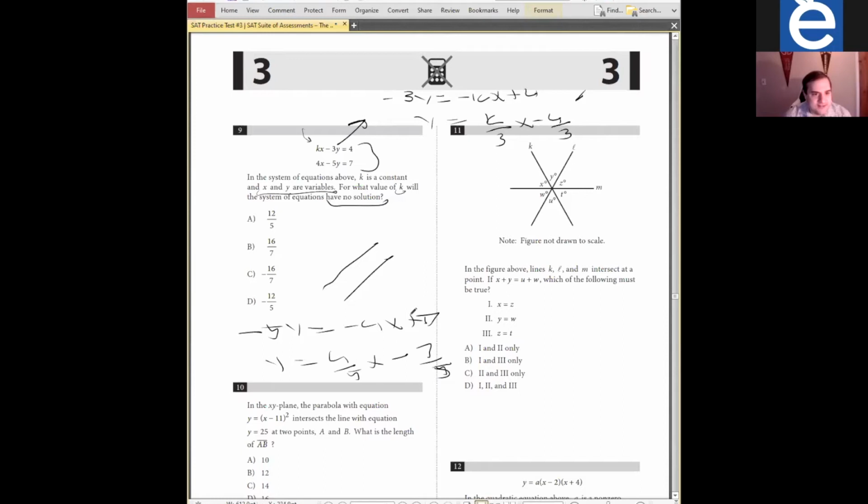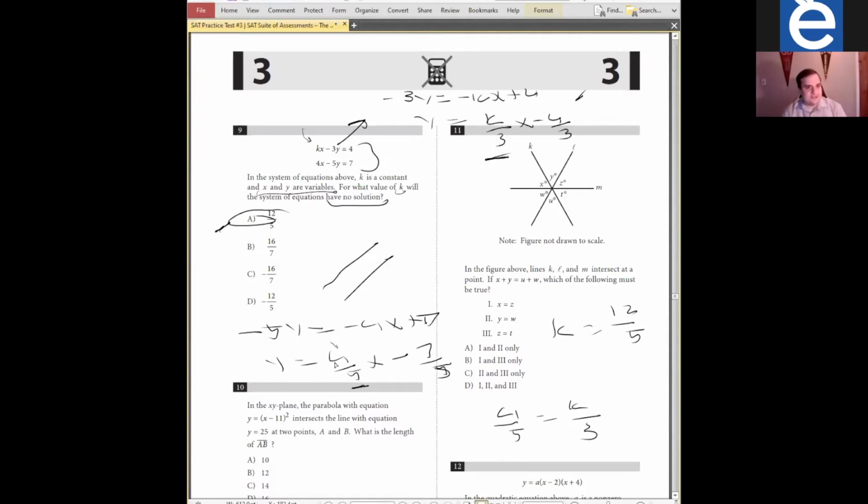Now it's asking us when the lines are going to be parallel. They're parallel when the slopes are the same. So all we need to do is take this slope, 4 over 5, and set it equal to that slope, k over 3. So 4/5 is equal to k over 3. K is equal to 12/5. So our answer is A.